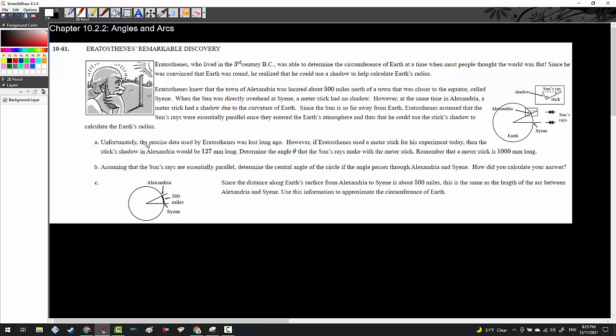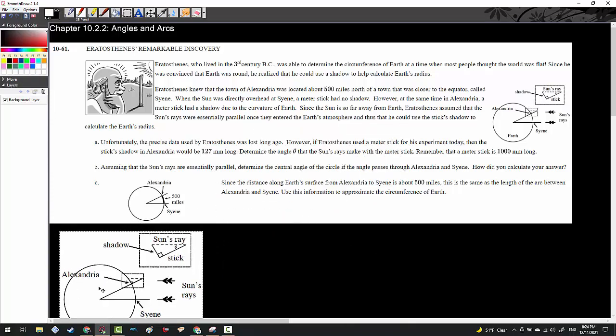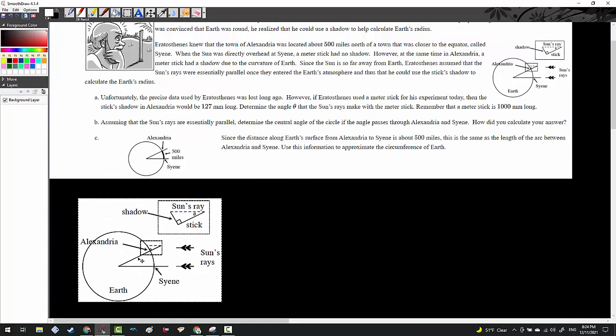So after reading all of this exposition up top here, in part A, they say the precise data used by Eratosthenes was lost long ago. However, if he used a meter stick, because they weren't measuring things in meters at the time, but if he used a meter stick for his experiment today, then the stick's shadow in Alexandria would have been 127 millimeters long. And it says, determine the angle that the sun's rays make with the meter stick. And remember that a meter stick is 1,000 millimeters long. So what I'm going to do is go ahead and paste this image down here. So this is part A.